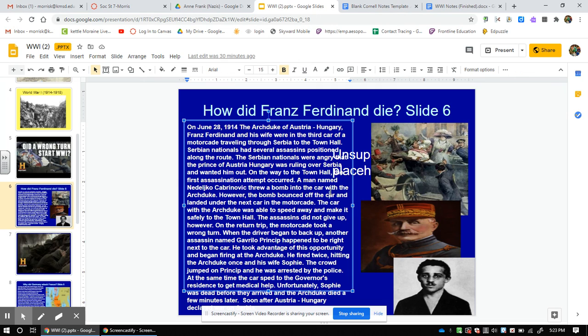Well, as I always tell you, the how is always down here towards the bottom. So this middle part talks all about how they tried to kill him, but they didn't actually get to him. That happens right here. When the driver began to back up, another guy, Gavrilo Princip, took the opportunity, and I would put the how right here. Another assassin named Gavrilo Princip happened to be right next to the car. He took advantage of the opportunity and began firing at the Archduke. He fired twice, hitting the Archduke once and his wife Sophie.